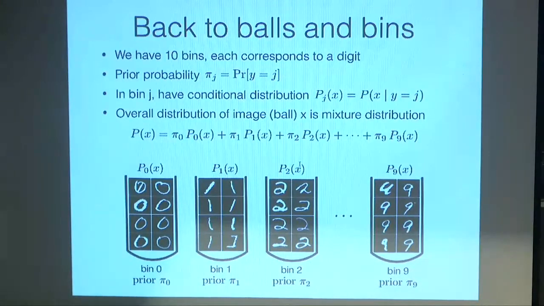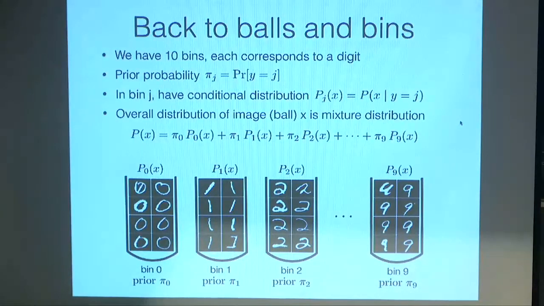Then if you remember your rule of total probability, what this means is that the overall distribution of the image x that you see is equal to this mixture distribution of all these likelihoods. So with probability pi 0, you sample it from bin 0. With probability pi 1, you sample it from bin 1, and so on. And then within each bin, you sample it from this conditional distribution. Okay, so this is how we connect our digit classification problem with our balls and bins framework.